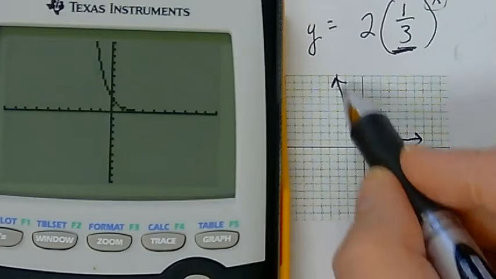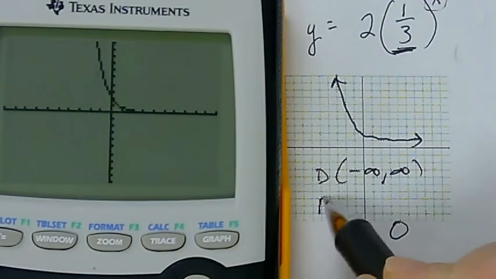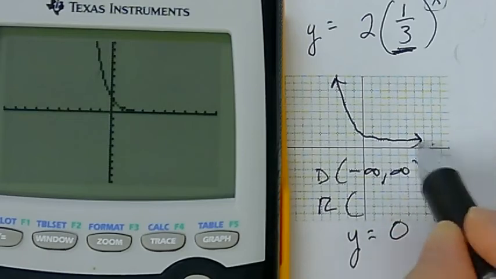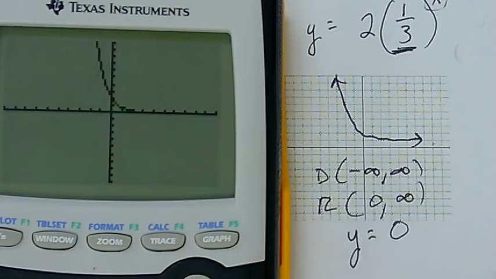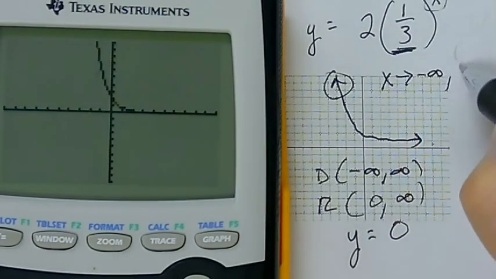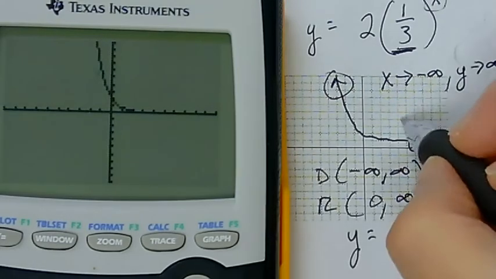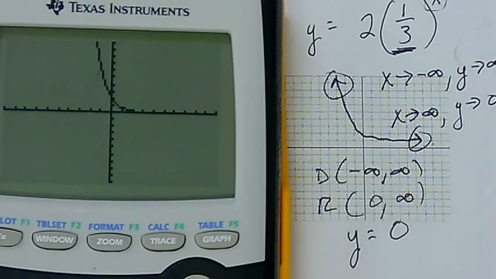Let's think about our domain. Domain is -infinity to infinity. Range, the smallest y value is 0. The biggest y value is infinity. This end, as x approaches -infinity, y goes to infinity. And this end, as x approaches infinity, y goes to 0.